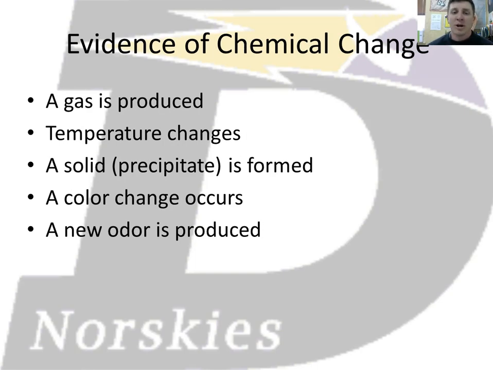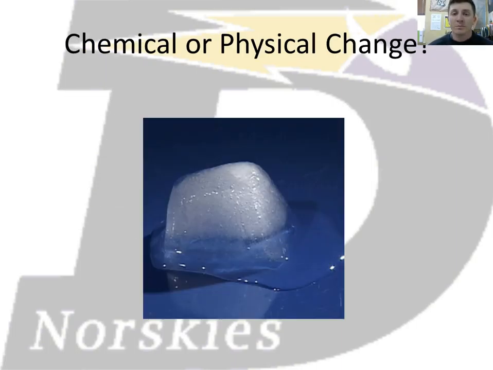So again, more evidence of chemical changes: gas is produced, a temperature change, or a precipitate forms. This is when two liquids come together and a solid forms out of that. That's called a precipitate. Like I said before, a color change will occur, or maybe a new odor is produced. That would be an example of a chemical change as well.